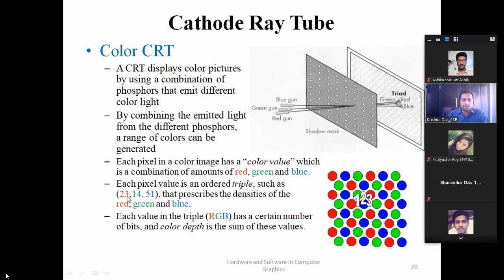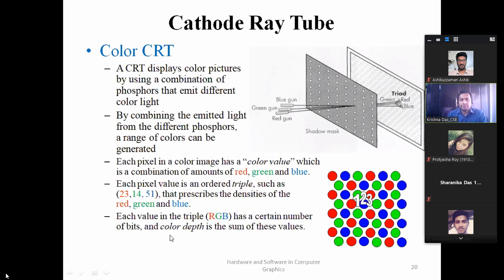You can see here 23, 14, and 51. So what do you think? Which intensity is high? The blue, isn't it? Then maybe the red, then green is actually low. So this combination of 3 values can create a different color. So at the subpixel level, these three values can create a different color for the spot on the screen that you can see. And that is called the color value.